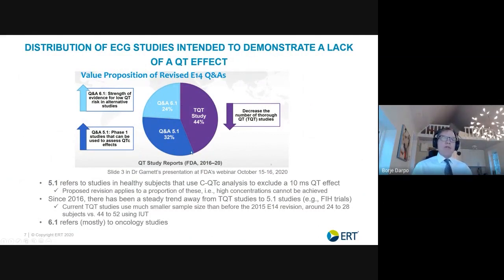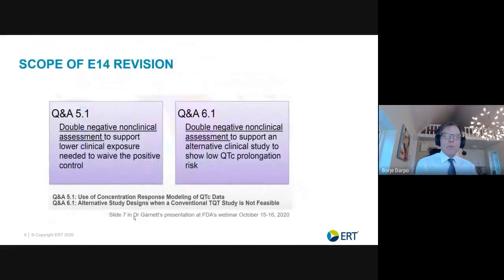Now, this is an average over the years 2016 to 2020, whereas this is an ongoing process. The proportion of therapy studies are probably even lower today as compared to this average over 5 years. So 5.1 refers to studies in healthy subjects where you cannot achieve sufficiently high concentrations. And 6.1 refers mostly to oncology studies. And this is the scope of the current E14 revision.